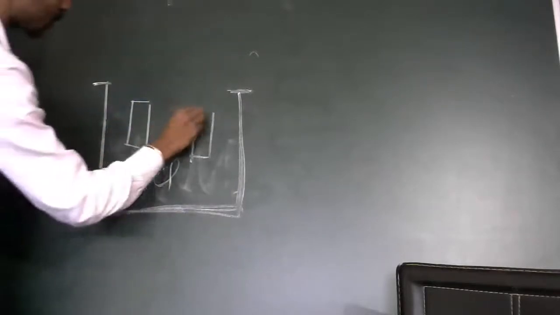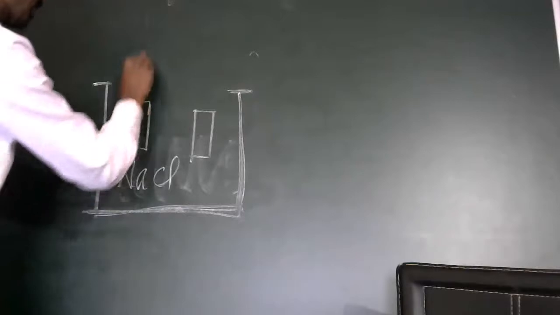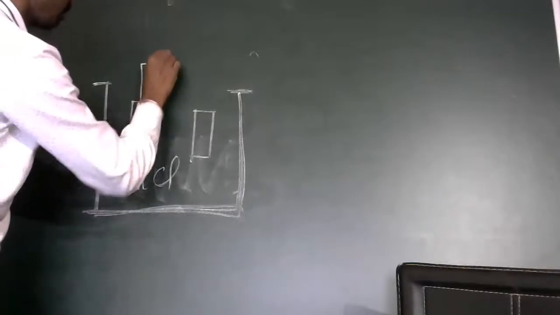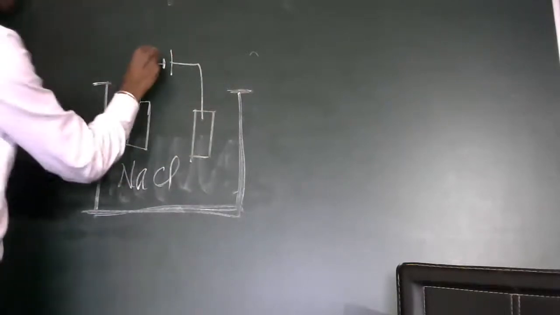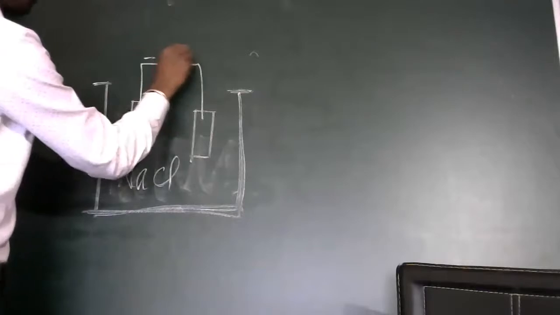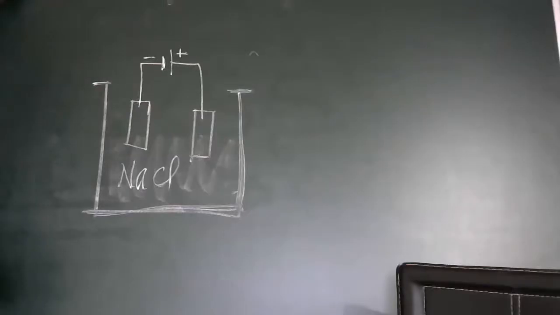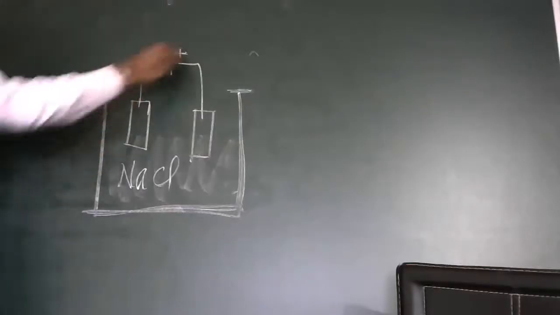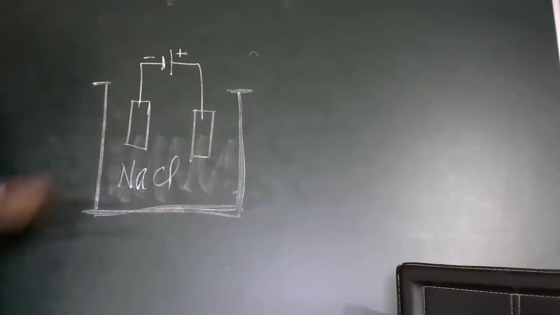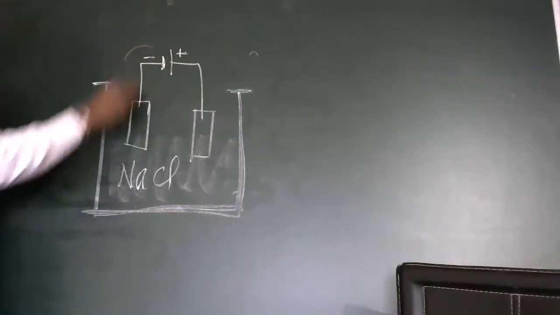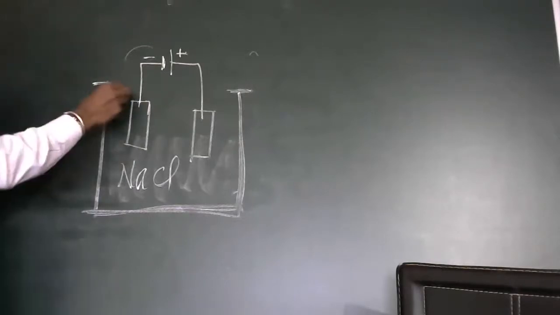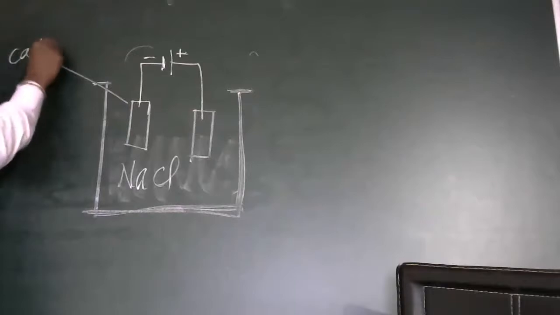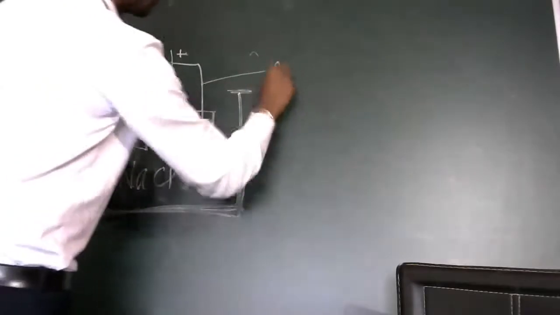So one is connected to the negative terminal, another is connected to the positive terminal. This is minus, and this is positive. The electrode which is connected to the negative terminal of the battery is called the cathode. The other we call the anode.